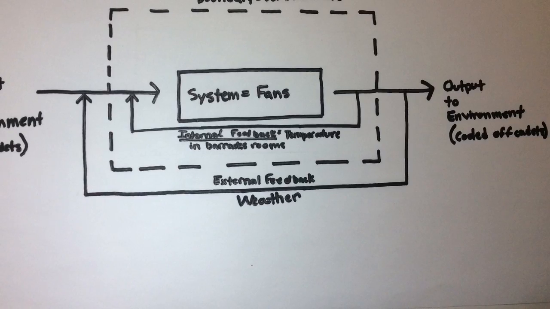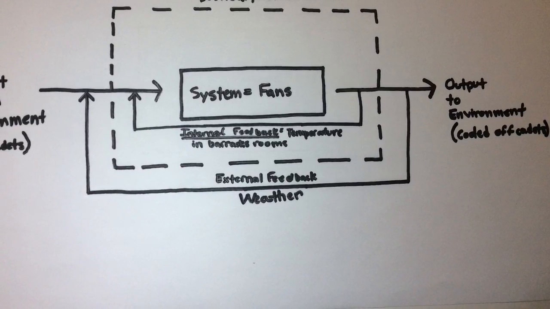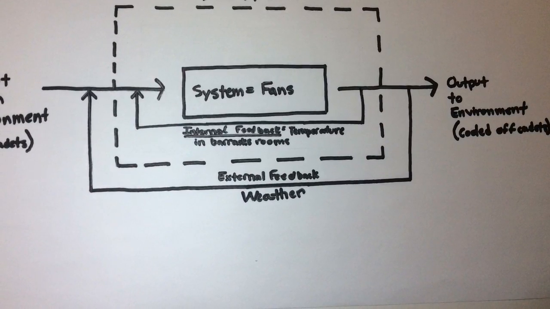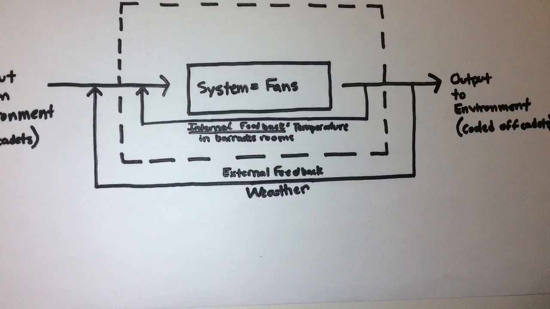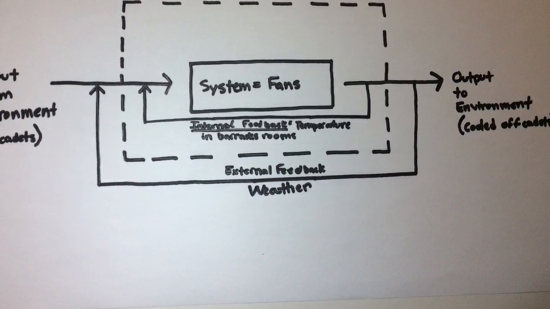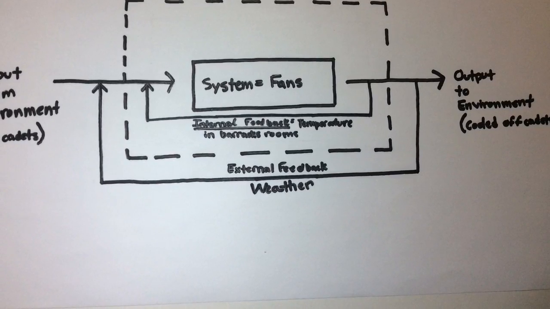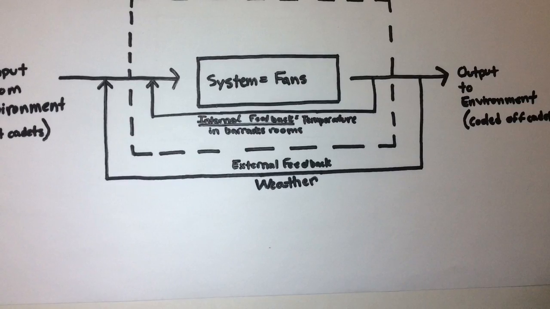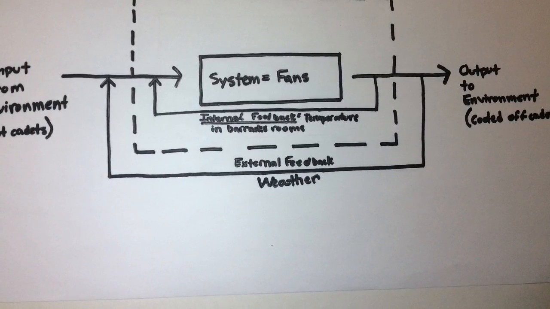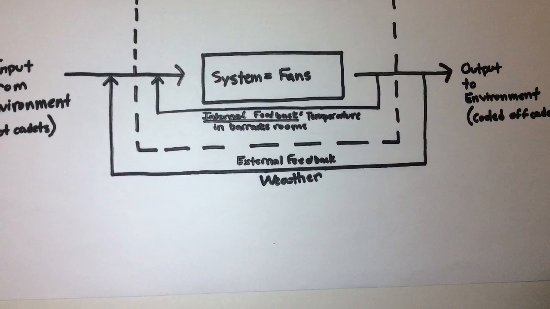Next, I will describe the system boundary diagram. This system is an open system, meaning that it is affected by the environment. The input from the environment would be hot cadets, specifically during the summer. Entering the boundary is the USMA barracks.